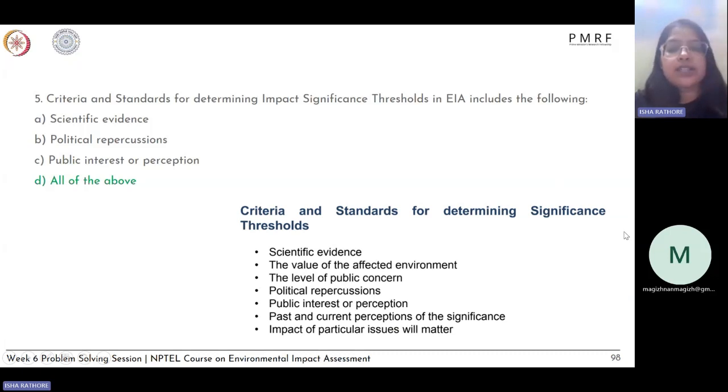So the criteria and standards for determining significance of thresholds in EIA include scientific evidence, political repercussions, public interests or perceptions. So all three options A, B, and C are correct. Apart from this, we also have the value of the affected environment, the level of public concern, the public interest or perception, past and current perceptions of the significance, and the impact of particular issues. So the option D is correct. Moving on to the next question.